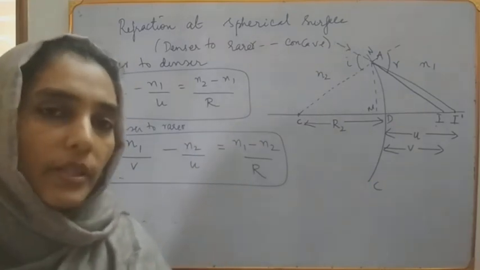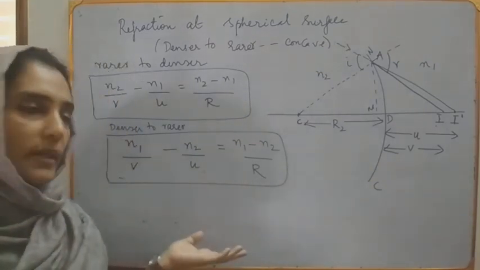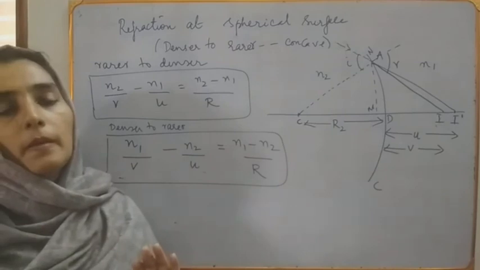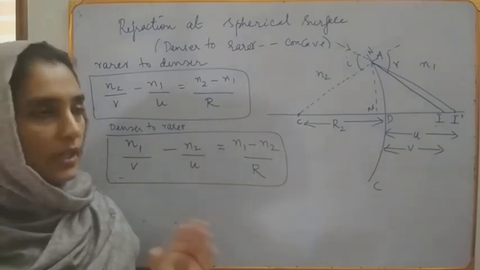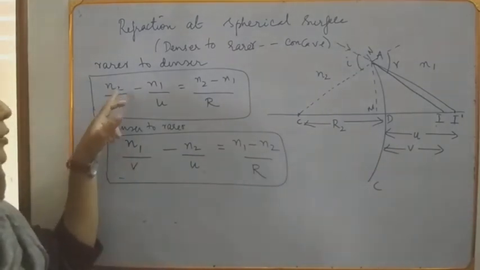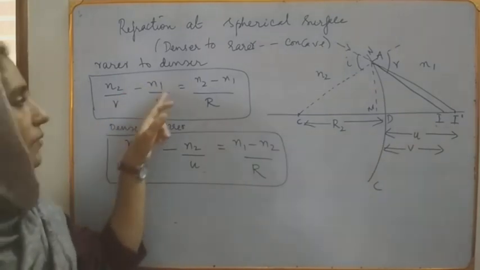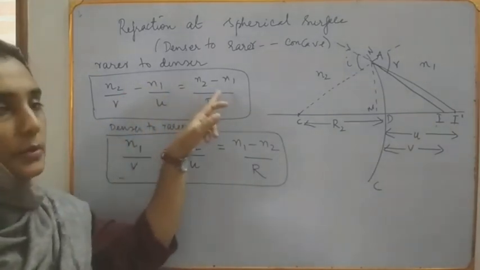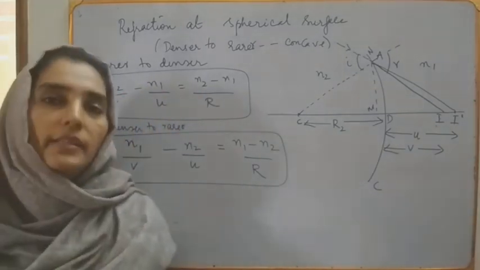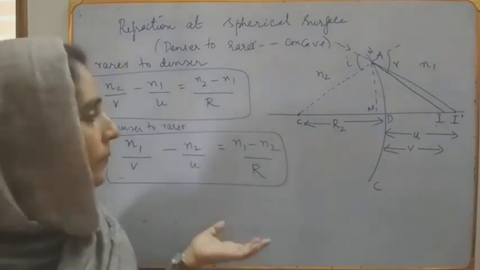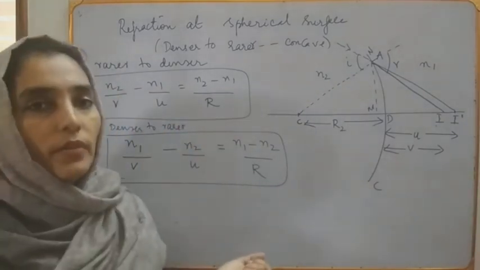The second equation you can write automatically by flipping the notations N1 and N2. So it is N2 by image distance minus N1 by object distance is equal to N2 minus N1 divided by radius of curvature. You can learn it literally or you can learn it in terms of notations.